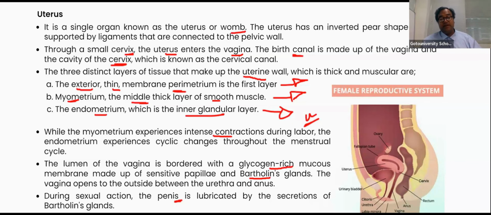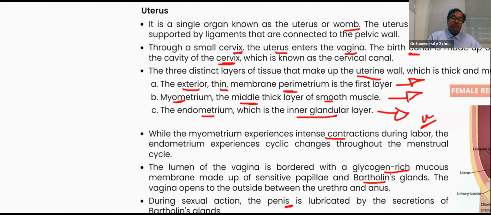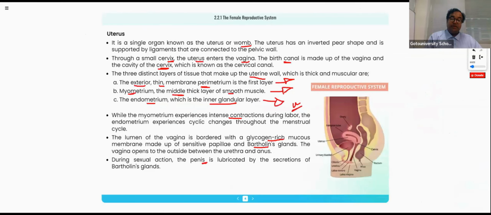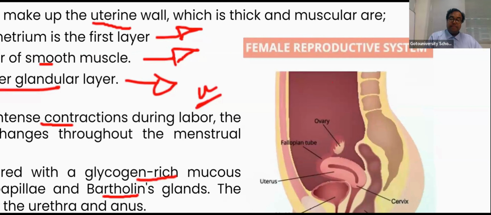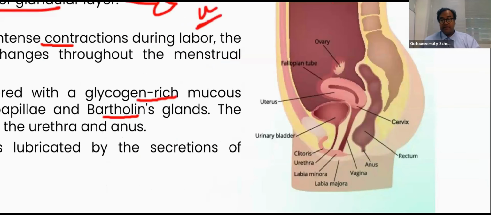If you are talking about the lumen, I will show you exactly. Sir, you are saying lumen of the vagina, where is the lumen present exactly? Can you see this particular point, where I have given the red line? This area is full of Bartholin gland secretions, having glycogen-rich mucous secretion. It is acidic in nature. Not very acidic, slightly acidic, to kill microorganisms.